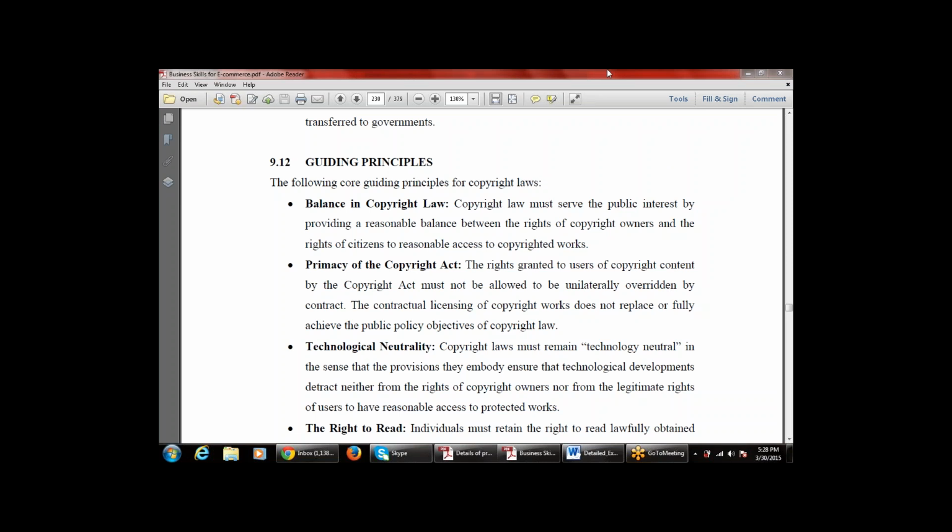Then the next topic is guiding principles. So what are the various principles that are applicable for the copyright laws? What are the various principles on which digital copyright is based? That is the guiding principles of the copyright laws.